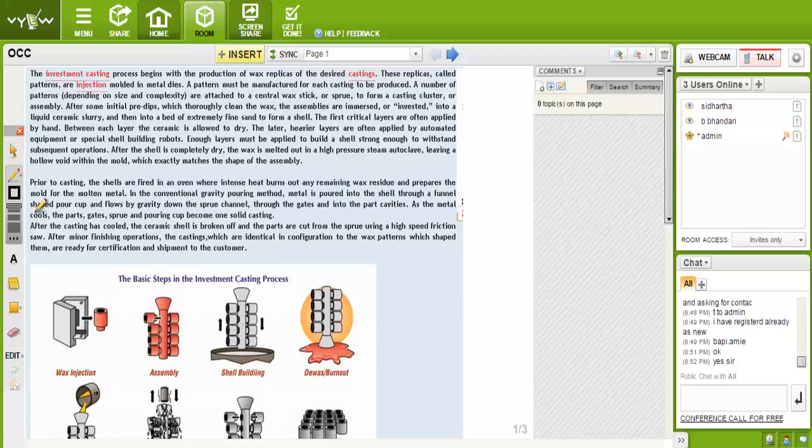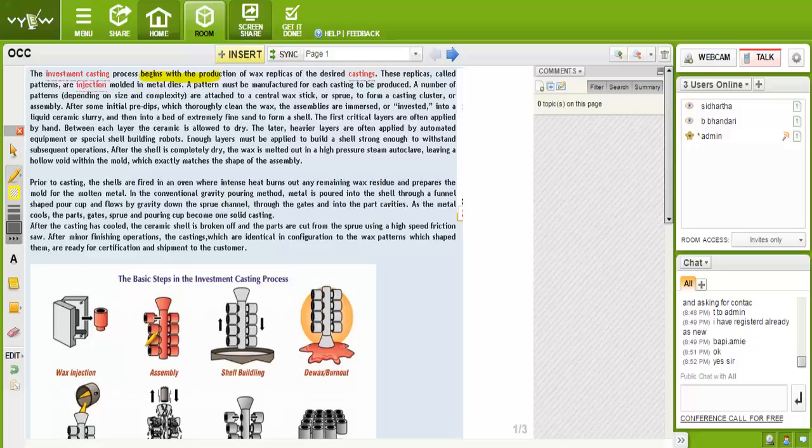The investment casting process begins with production of wax replicas of the desired casting. Do you know the meaning of wax? Wax means plastic. We melt the wax and make a casting. Earlier we studied everything about metal, but sometimes we go for wax. Toys are created in this process. Different types of toys with different shapes are produced by this process.